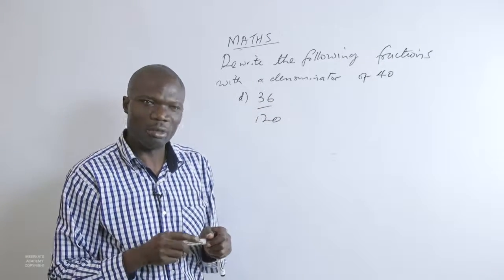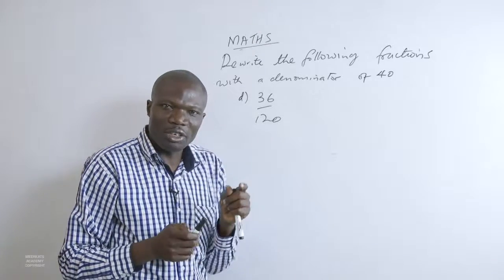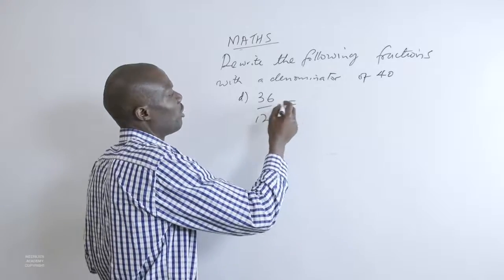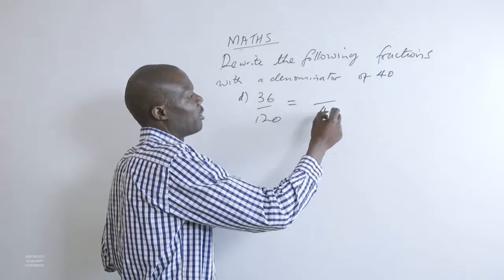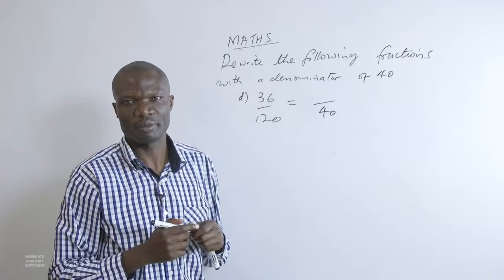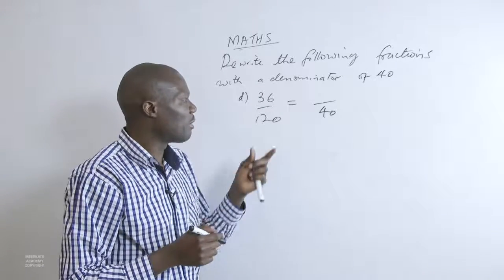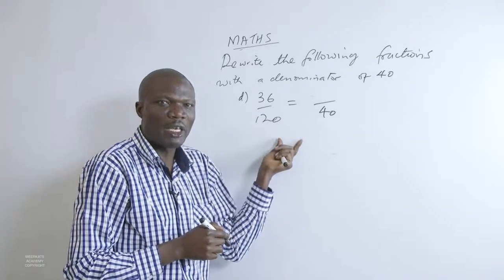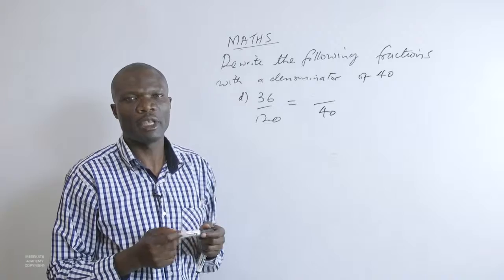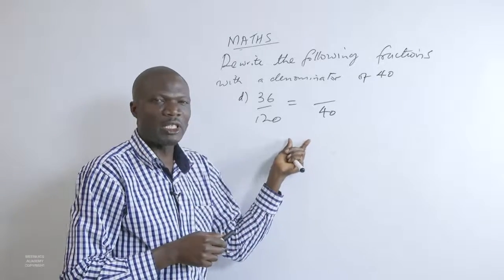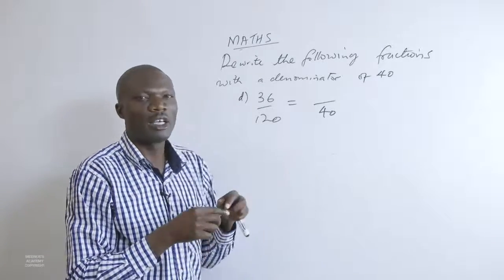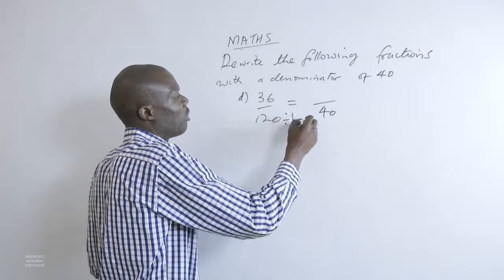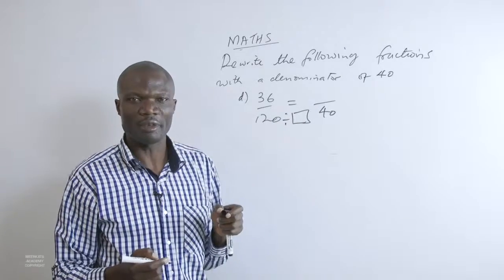Here is another one. This time round, the numerator is not less than 40, but the denominator is larger than 40. What should happen to this fraction to give us the denominator as 40? You realize that something must have happened for us to reach there. We must have divided 120 by something to get 40. And that missing number that we are going to divide with is the one which will give us the value up here. So divide by what we don't know here. What is the number here?